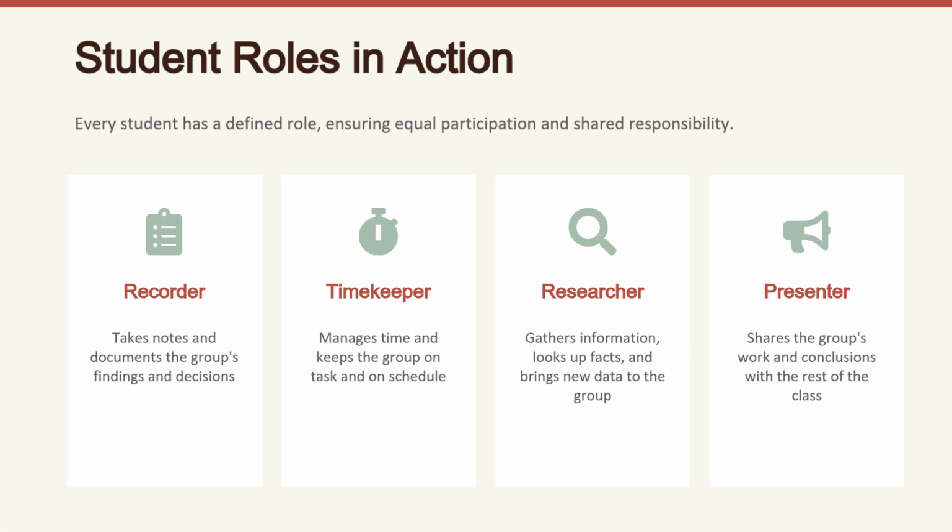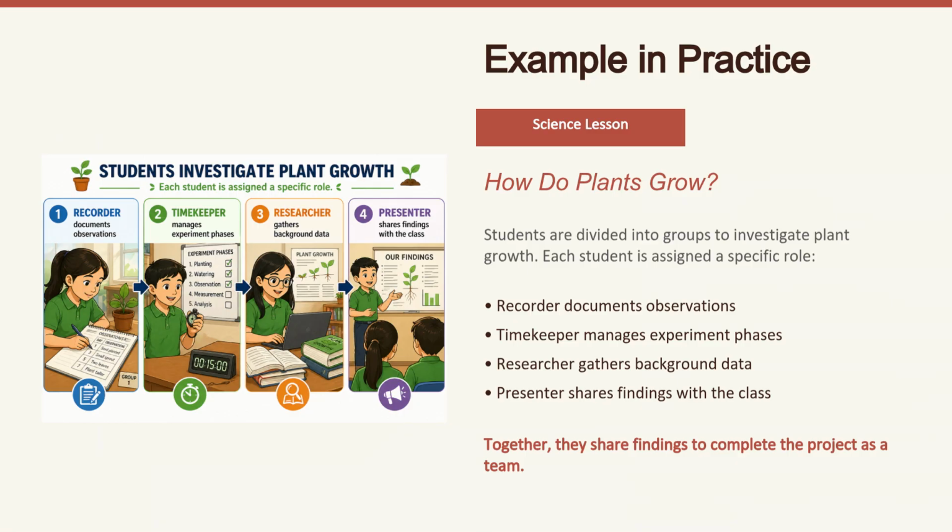For example, in a history activity, the researcher finds key dates, the recorder organizes a timeline, the timekeeper keeps phases on track, and the presenter explains the timeline to classmates. Roles rotate, so every student builds different skills over time. Let's see this in action with a real classroom example.